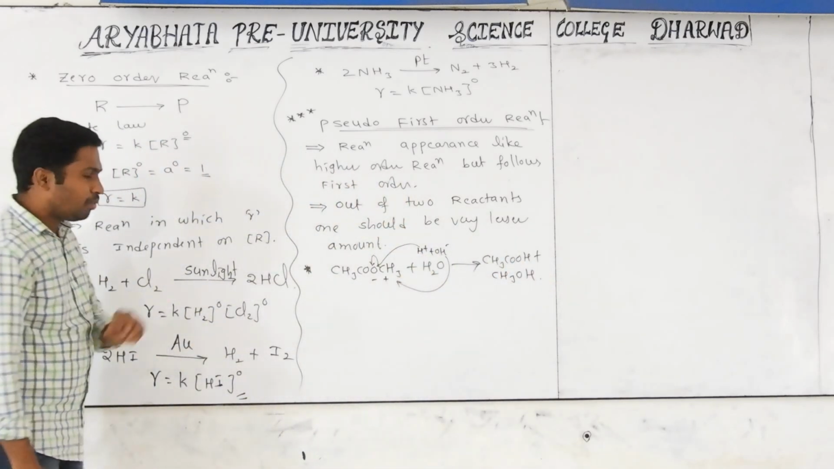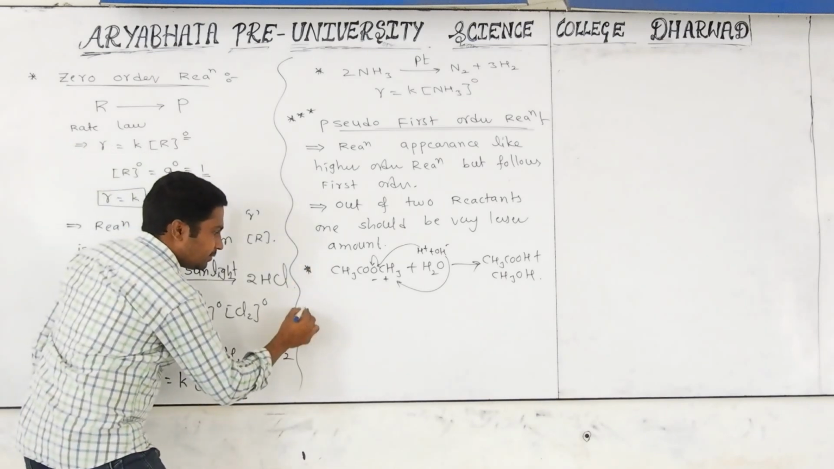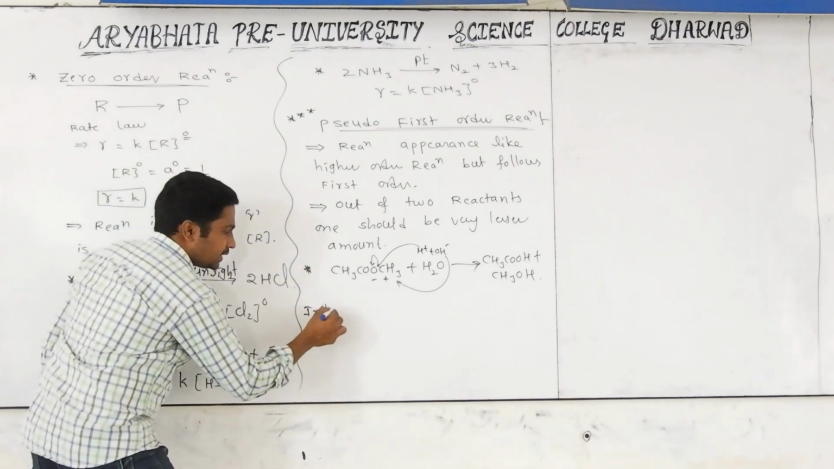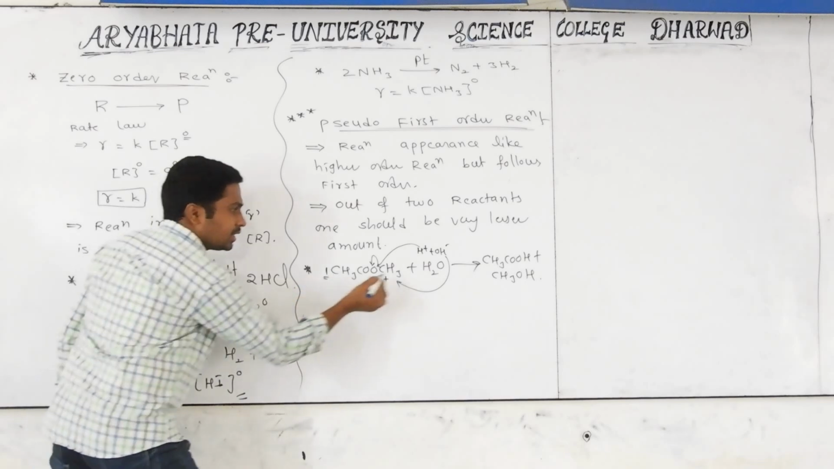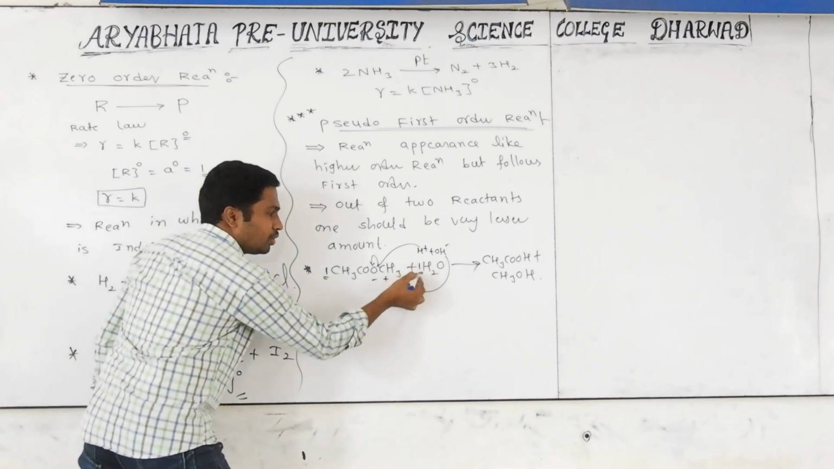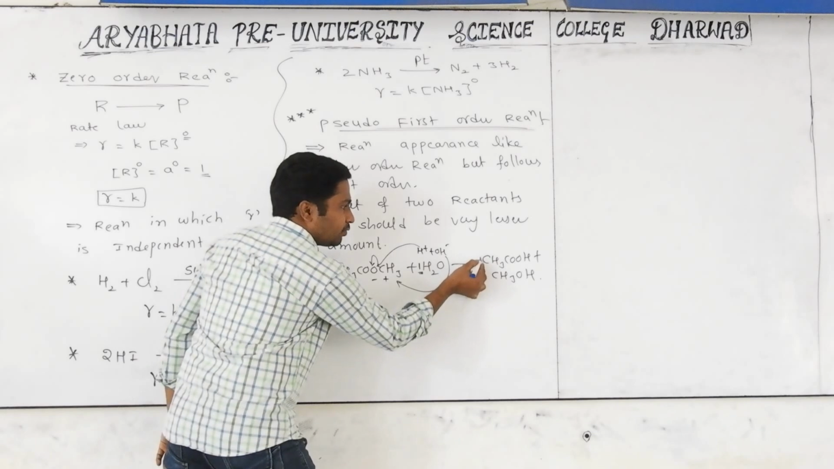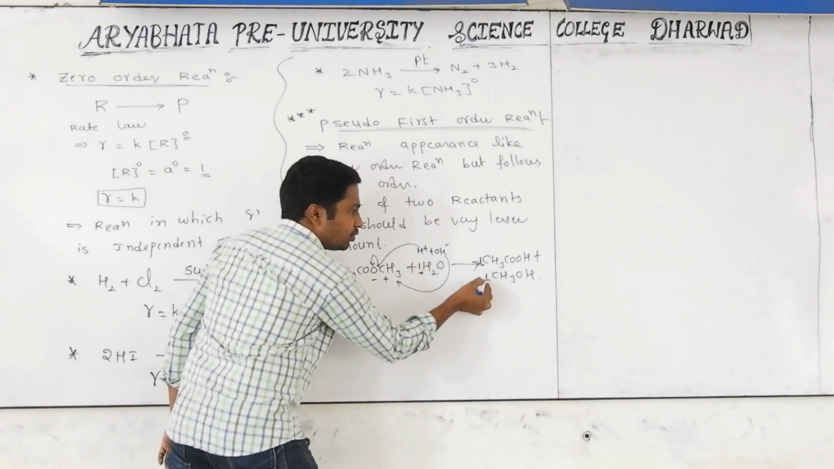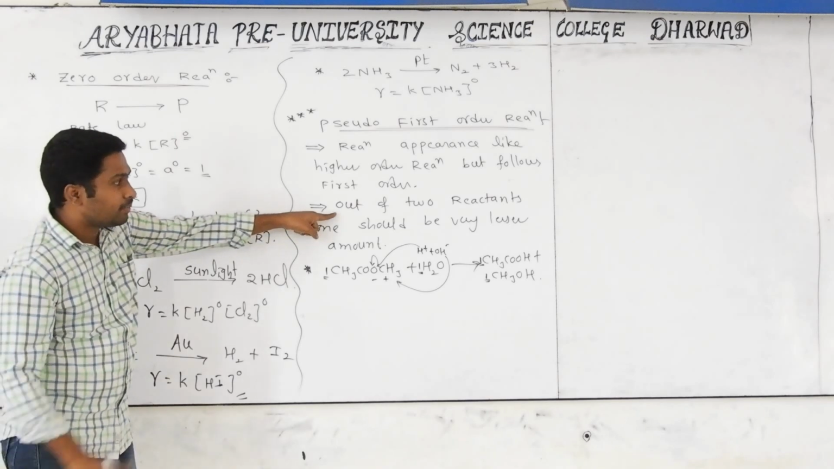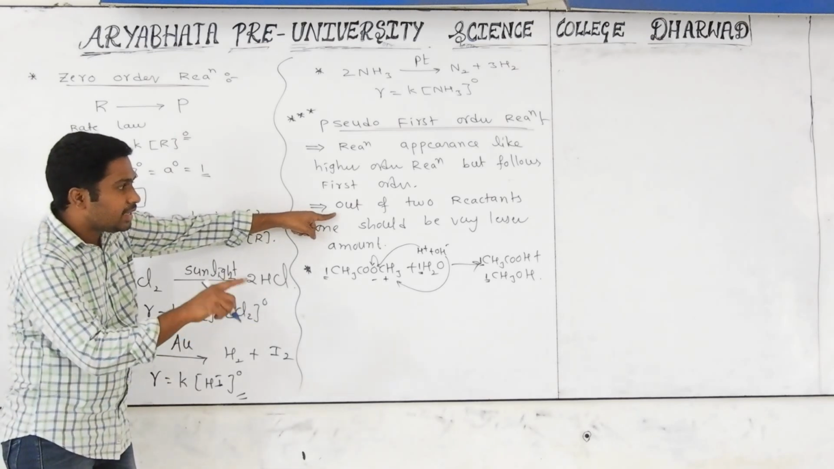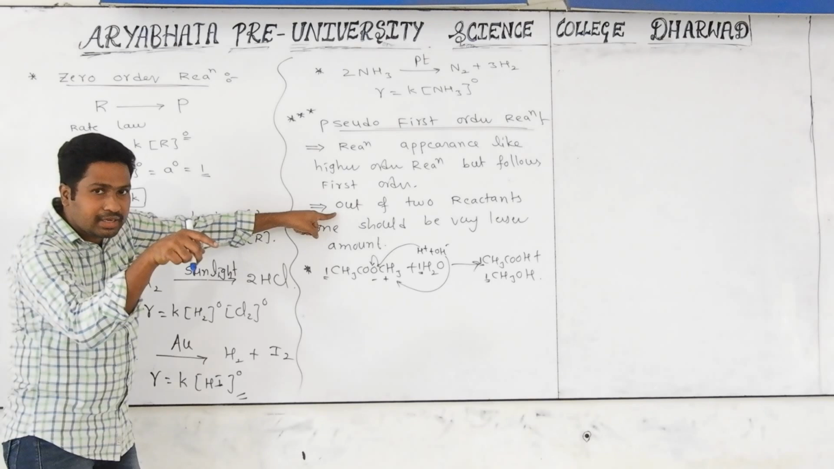Ready. Now my question. First, study that information. What is the meaning of this? 1 mole of ester combines with 1 mole of water, and we get 1 mole of acid and 1 mole of alcohol. But what condition has to be taken? Out of the two reactants, any one reactant should be in a very lesser amount.